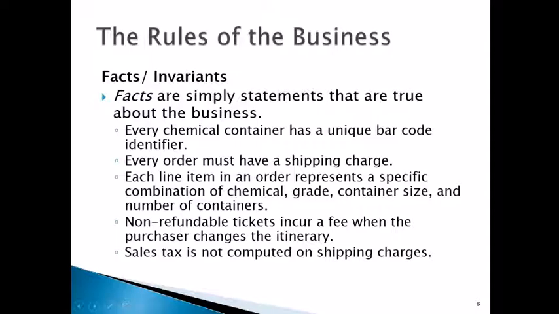Every order must have a shipping charge, maybe in online business. Each line item in an order represents a specific combination of chemical grade, container size, and number of containers. So it will be a unique number that will identify which chemical it is, which grade it is, which container it is, and what the number of containers is.